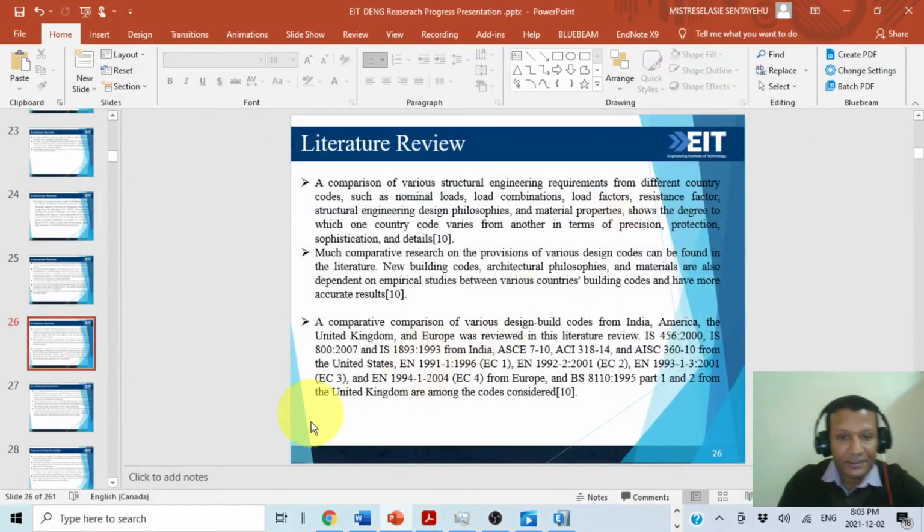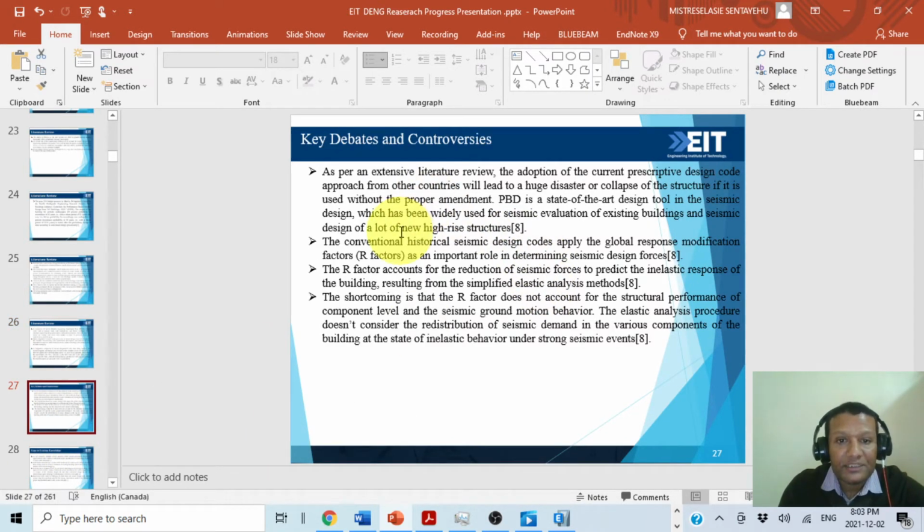The main idea is, this researcher did a lot of research and tried to show the differences between codes. As per the extensive literature review, the adoption of the current prescribed design code approach from other countries will lead to a huge disaster or collapse of structure. We already discussed this so many times. If it is used without the proper amendment, even if it is amended, it still will not achieve the intended purpose as per our study until now.